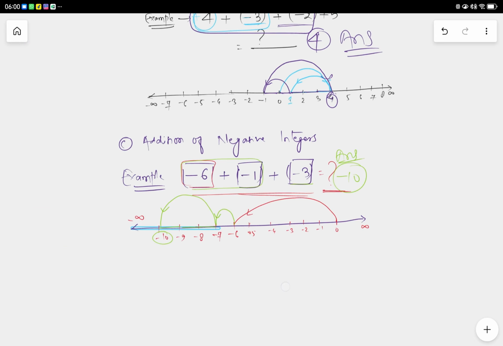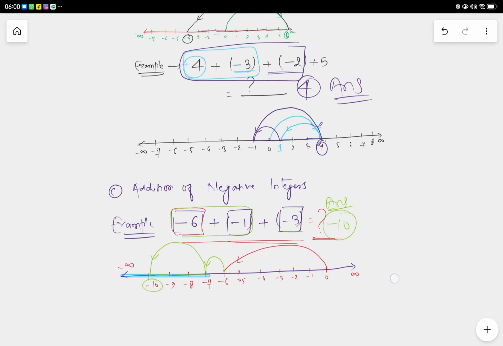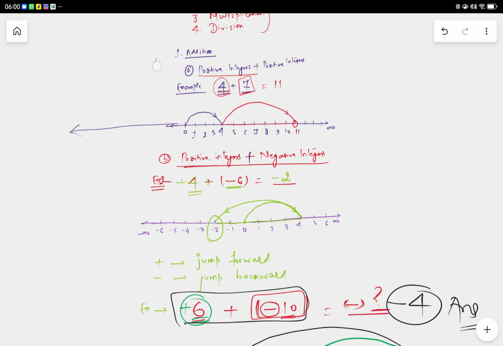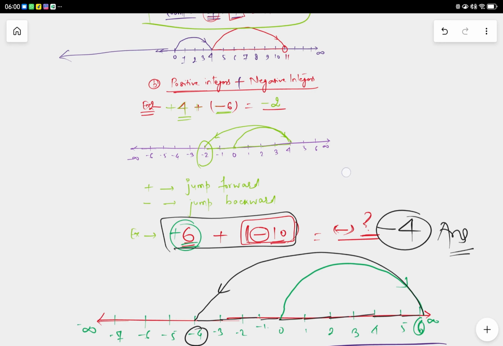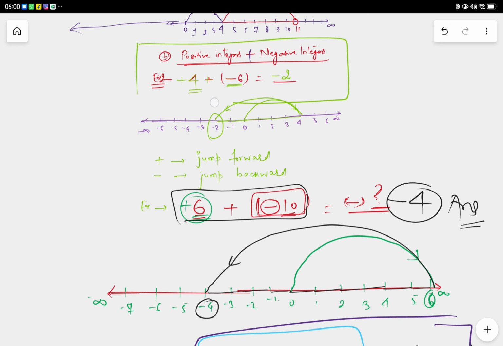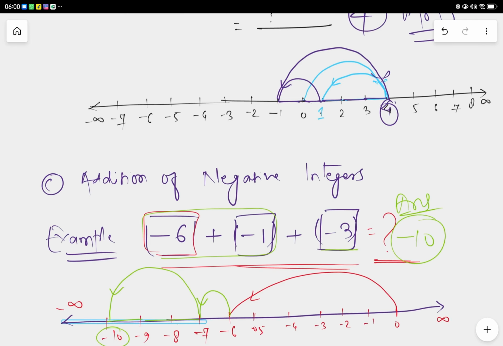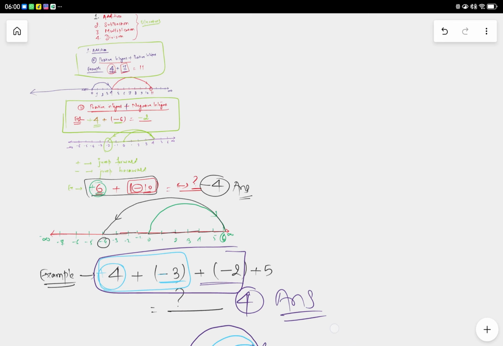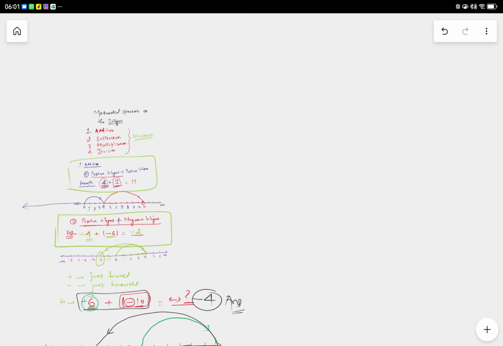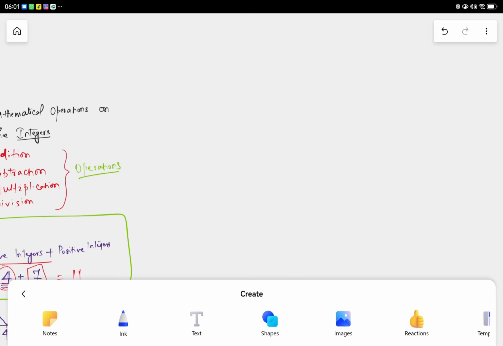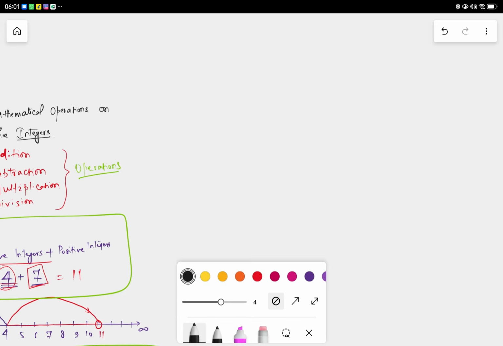Okay, so there can be only 3 possibilities for addition. Either the addition of positive integers, what we have seen in the first example, then the second one is the addition of positive plus negative integers, and the third one is addition of negative integers. Okay, so the addition operation is done. Let us understand about the subtraction.